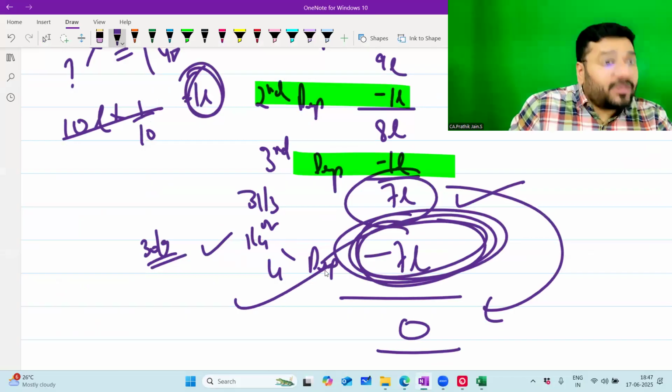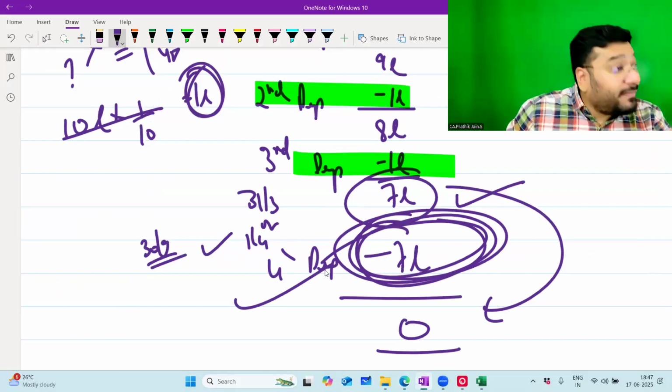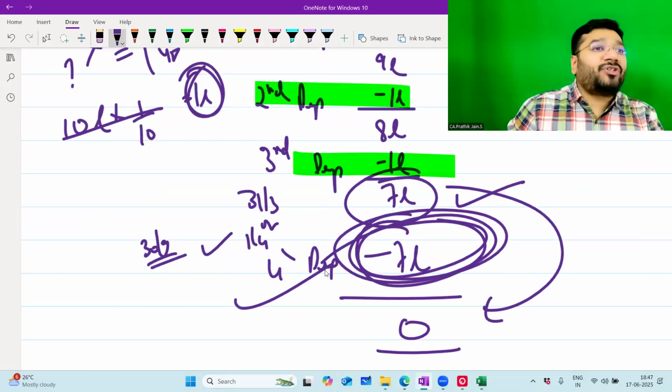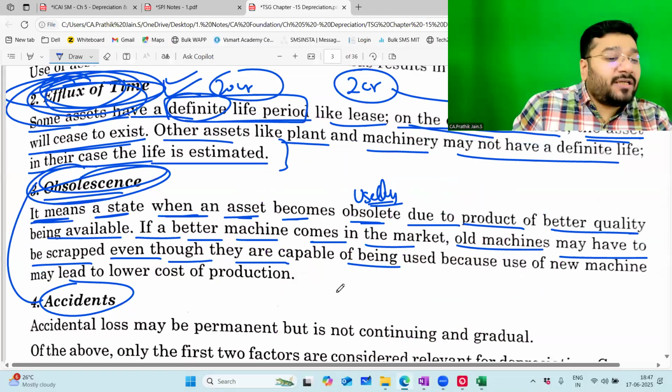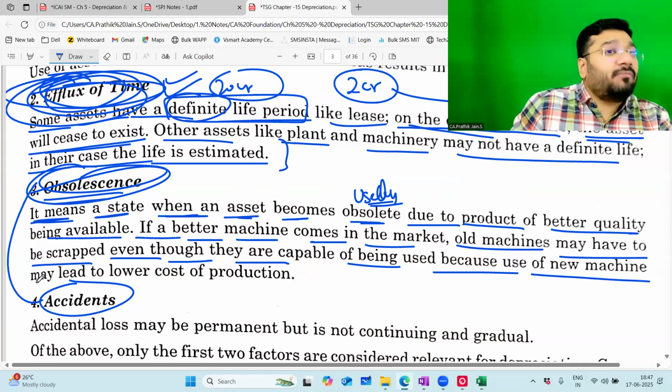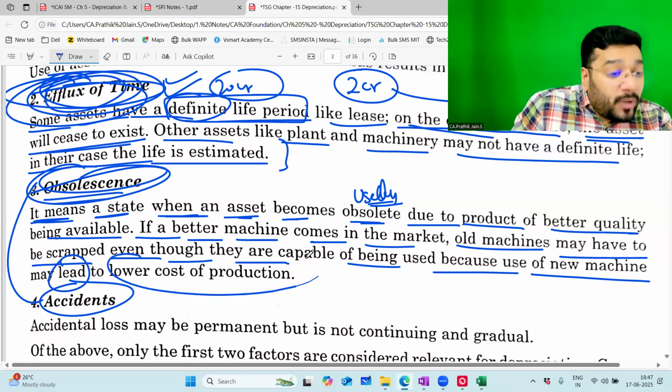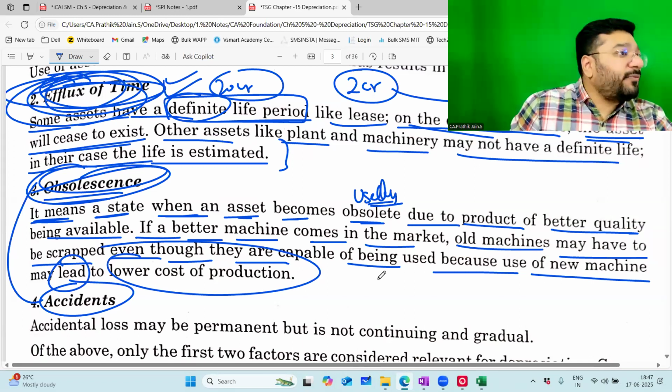Here, I can still use the machinery and produce 1,000 units, but I don't have the space. I have the space only for one machine. Therefore, even though this machine is usable, I will still not use it because I have a new machinery to be used. And that new machinery is either leading to extra units, leading to lower cost of production. Lower cost of production means what?